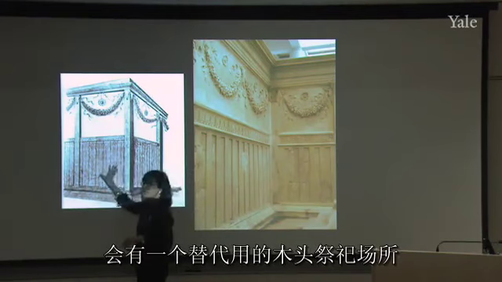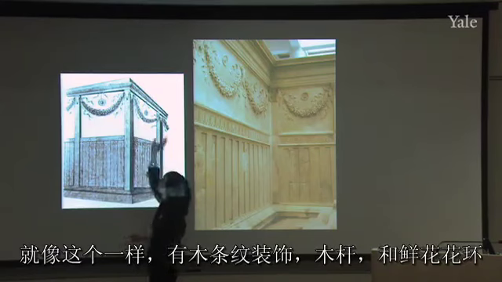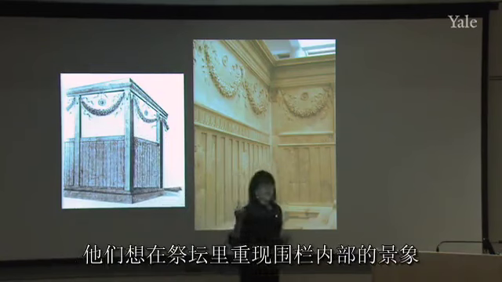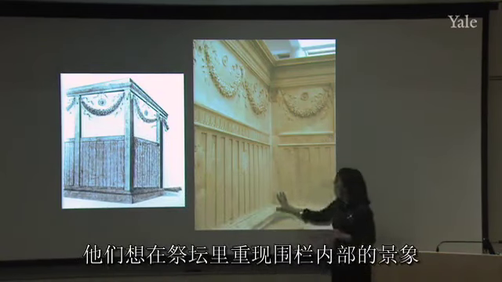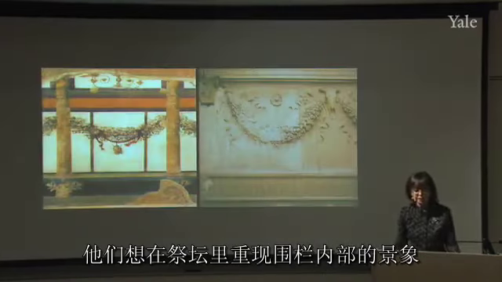So the suggestion is they made a makeshift wooden altar that looked like this, with actual wooden slats, wooden poles, real garlands, and so on, and that what they've done on the altar is to create a rendition of that on the interior precinct wall of the Areopagus.